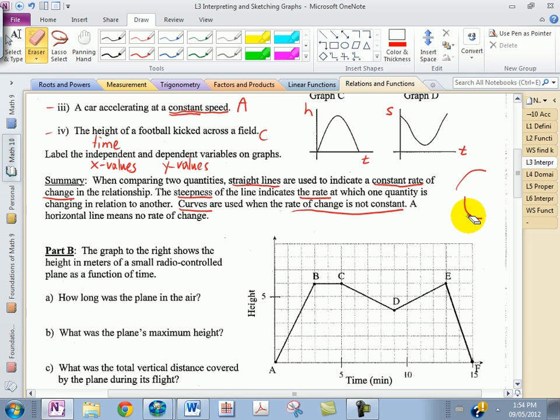Sorry, got that wrong. Your speed is increasing. There you go. Okay. Don't worry about it. You don't need to know it. Okay.